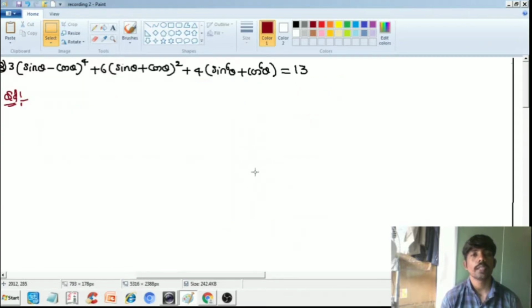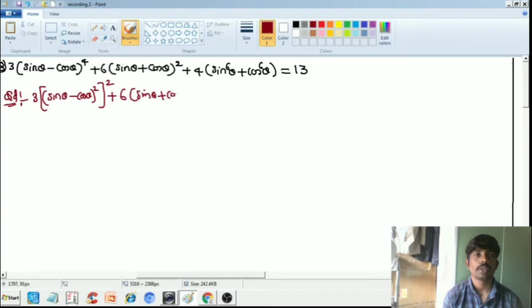Next we are solving in the subjective way. First consider the given question, the given LHS. I am considering 3 times of sin theta minus cos theta whole square into square. Power 4 can be written in that way. 6 times of sin theta plus cos theta whole square plus 4 into sin square theta whole cube plus cos square theta whole cube. Can I write this?